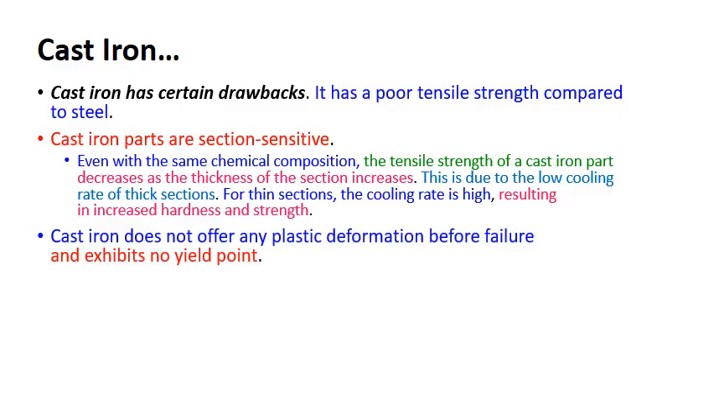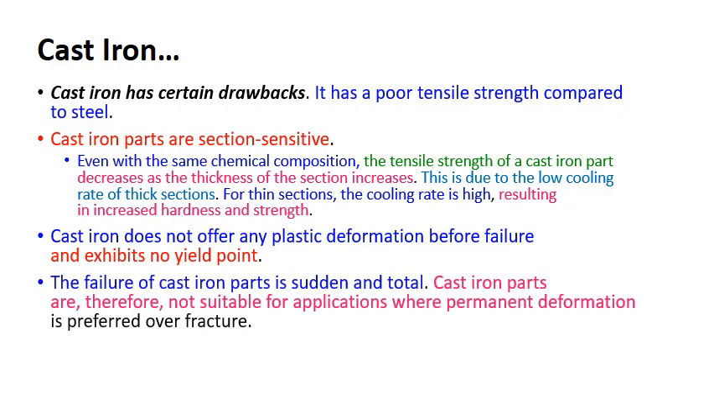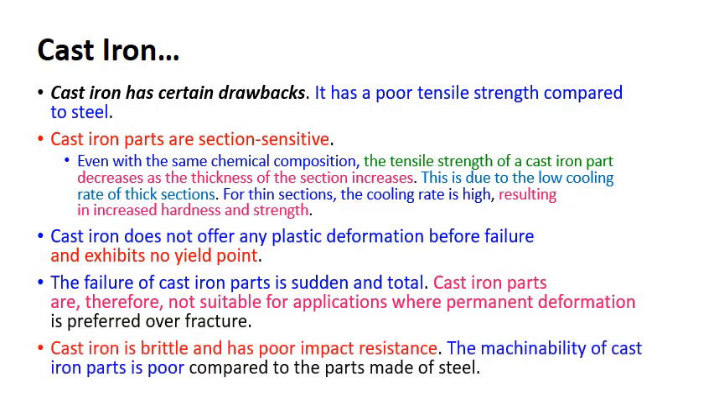And they do not undergo any significant plastic deformation before any failure. So that is why it is very dangerous to use them in applications where you require a warning before failure, and they fail catastrophically because of their brittle nature. Okay, so these are some of the drawbacks of cast iron. Yes, it has poor impact resistance because it is brittle in nature, and machinability, more important thing. Machinability of cast iron parts is very poor, though they have excellent castability.